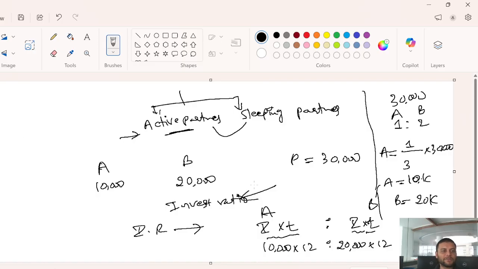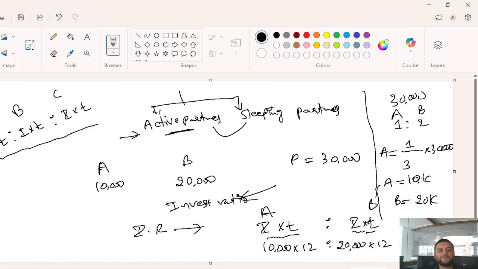Suppose we are having three persons. Let's take A, B, and C guys. Then the investment ratio of A will be the investment done by A into time of investment of A, is to investment done by B into time of investment of B, is to investment done by C into time of investment of C. So this will give you the investment ratio in case of the ABC guys.